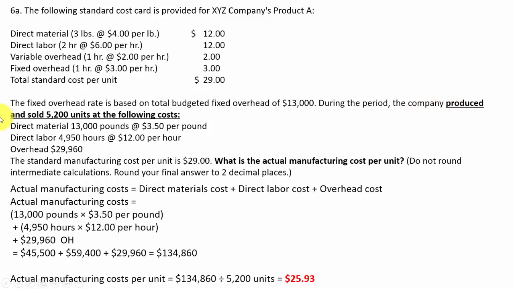The company produced and sold 5,200 units at the following cost. So the answer here is going to be the 5,200 units divided into the actual cost, which makes the actual cost per unit $25.93. You see that that's really lower than the standard, but we don't really care if it's lower or higher or whatever. That isn't what they ask us. They just ask us, what was the actual manufacturing cost per unit, which is $25.93.